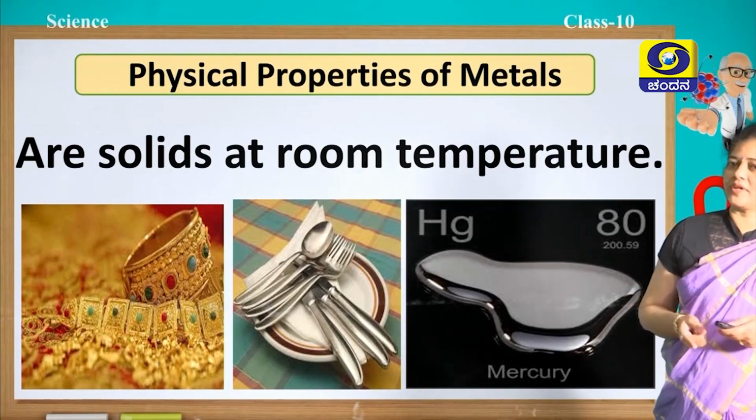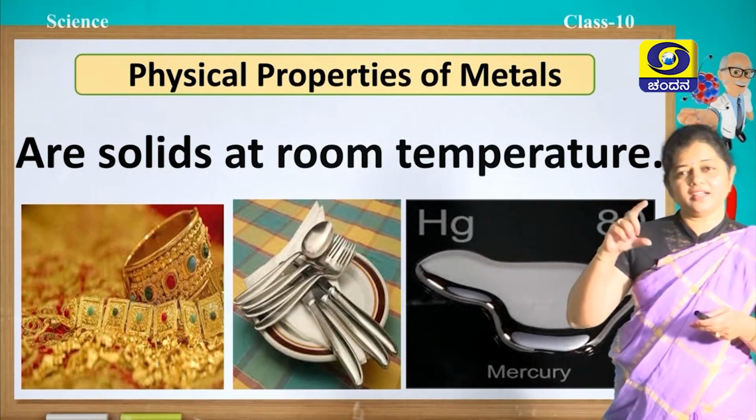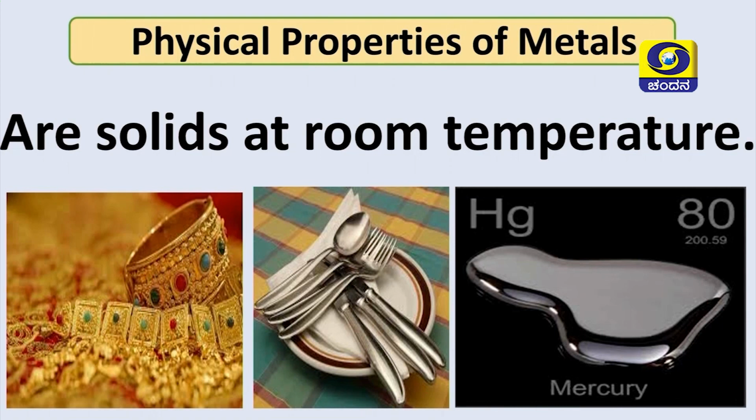This is mercury. All of you would have seen mercury in your thermometers, not the digital thermometer, but the traditional clinical thermometer, where you see the mercury in the bulb. It is a liquid metal. Mercury is a liquid metal. It exists at room temperature in the liquid state.